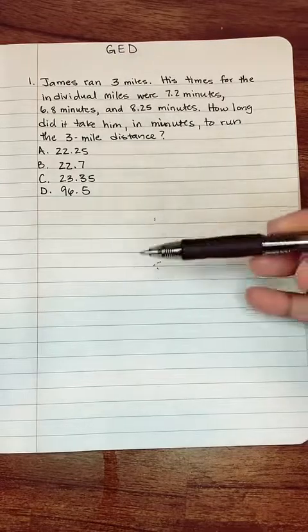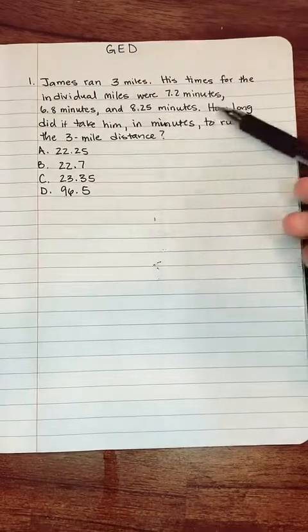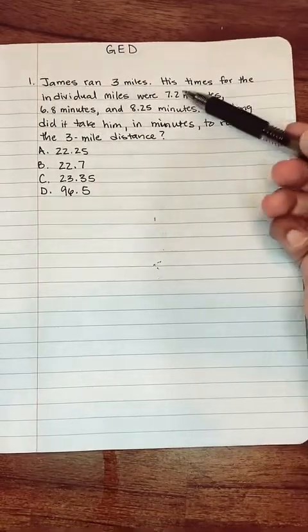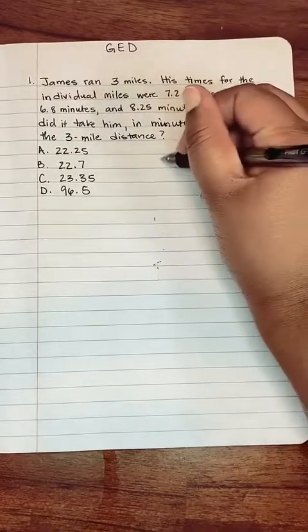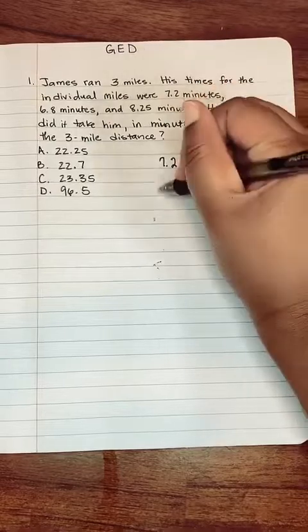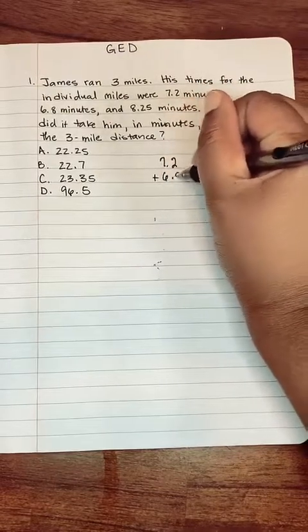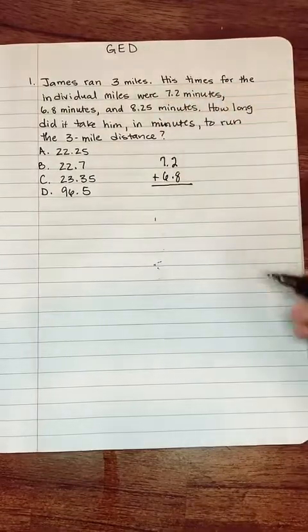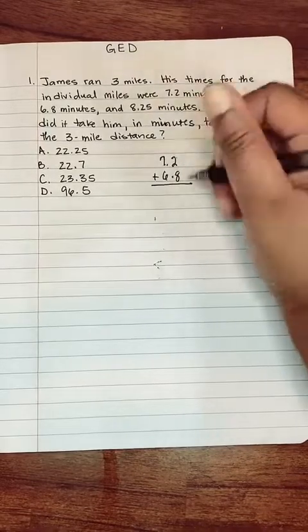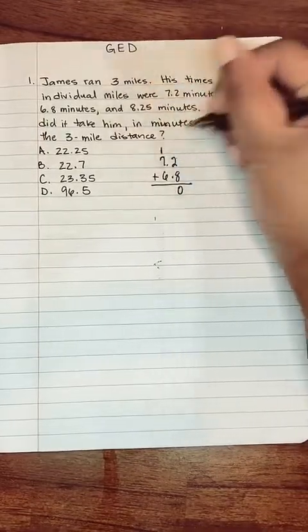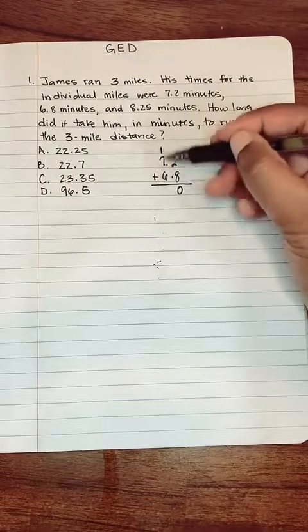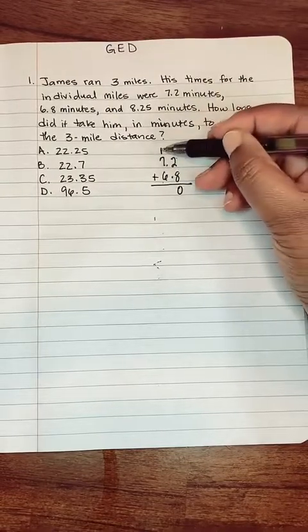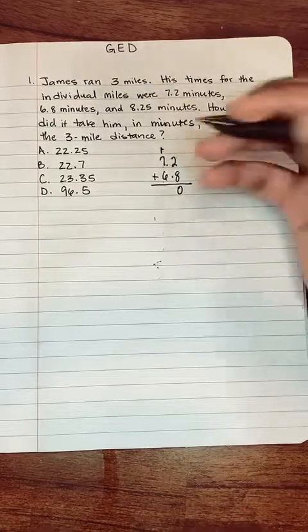So now let's do 7.2 plus 6.8. Okay, let's do that first. So 8 plus 2 is 10. Carry my 1. And then I look at, this is how I do it in my head, 6 plus 1 is 7. But I know 7 plus 7 is 14. Carry my decimal down, okay? Now I'm going to add this 8.25.